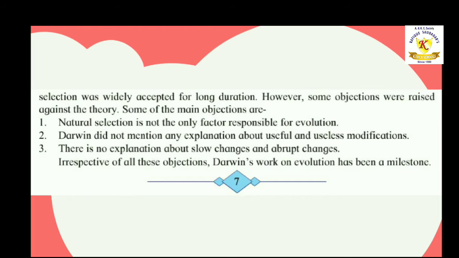However, children, some objections were raised against the theory. Some of the main objections are: the first one, natural selection is not the only factor responsible for evolution. Second, Darwin did not mention any explanation about useful and useless modification. And the third one is, there is no explanation about slow changes and abrupt changes.